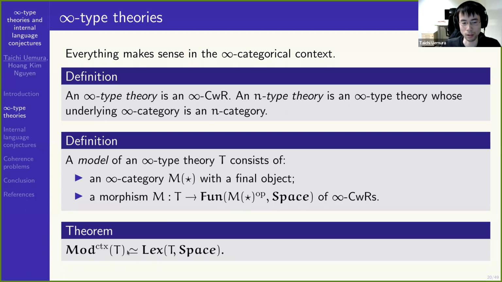Then we also have a similar representation theorem for contextual models, namely the infinity category of contextual models of T is equivalent to the infinity category of functors from T to spaces preserving finite limits.